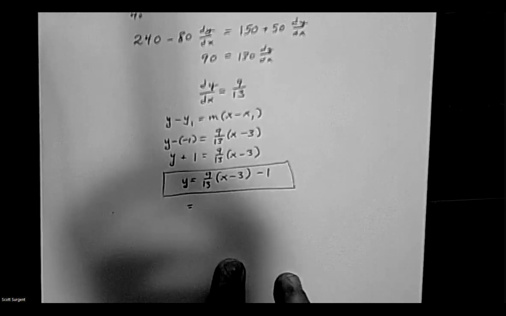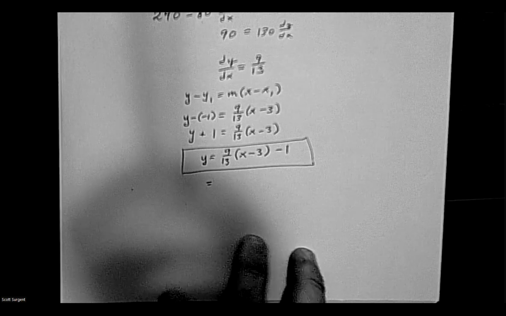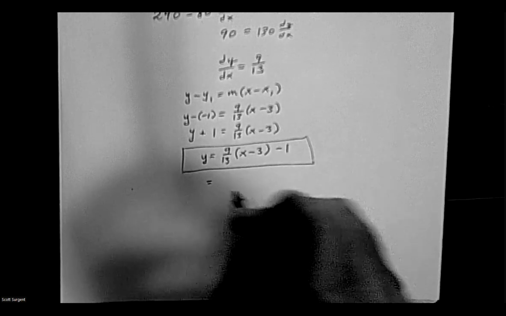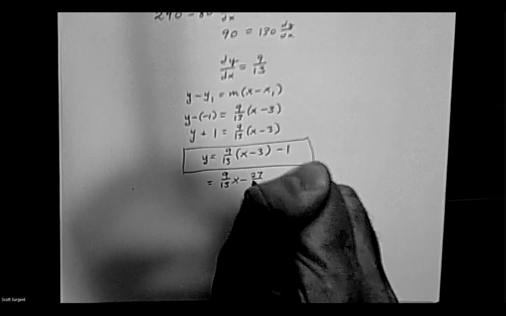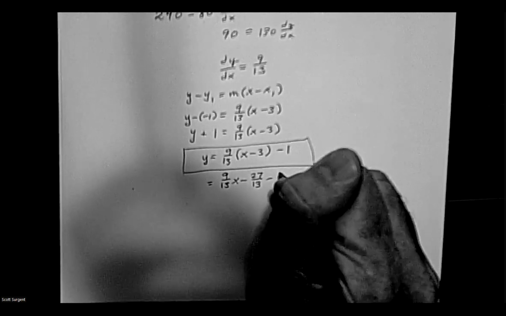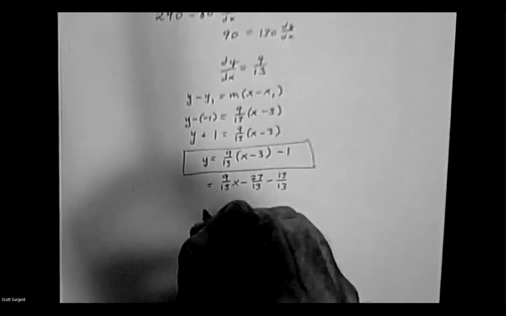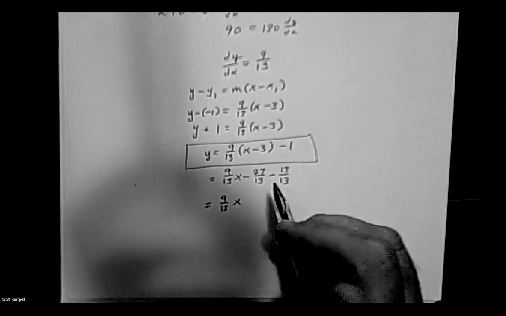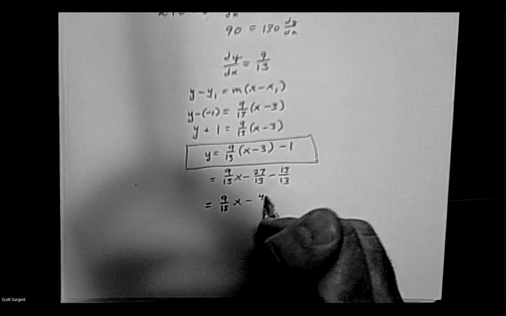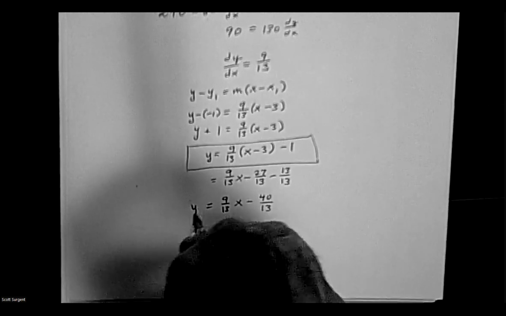I'm just showing the remaining steps. You just use the point slope formula for the equation of a line. That should be acceptable. If not, distribute out the -27/13. This will be -13/13. So another equivalent answer would be 9/13 x, and that'd be -40/13, and of course y equals.